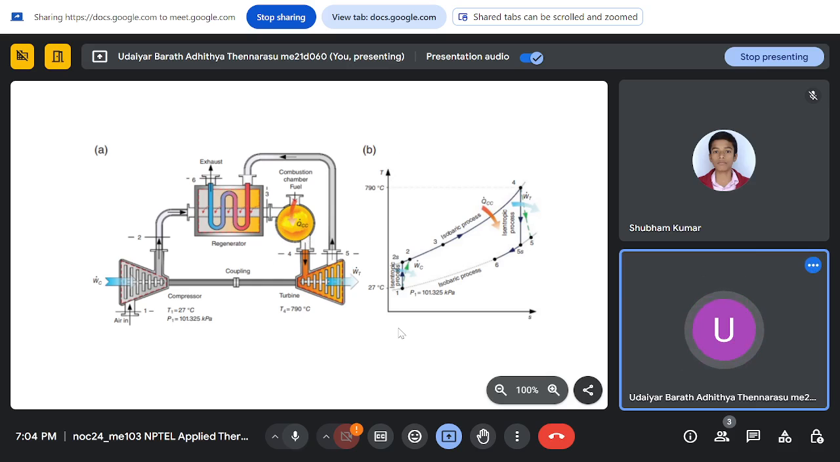So this is how the process looks in a TS diagram. This being an open cycle, your exhaust is dumped at state 6. Also, the ideal processes are 1 to 2s and 4 to 5s, and the efficiency is given. So the actual cycle will look like 1, 2, 4, 5 and 6.